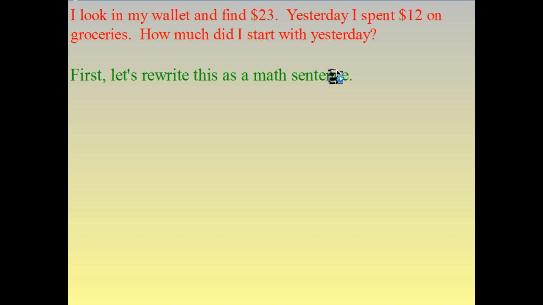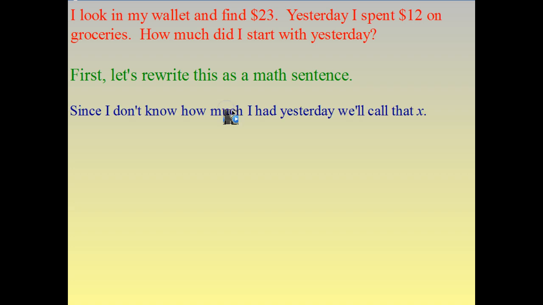Instead of writing this whole thing in three sentences up there, let's write it in math, okay? So I know how much I have now, but I don't know how much I had yesterday. So we're going to call that X, okay? Let's rewrite this sentence, and the amount I had yesterday we'll write as X. I look at my wallet, I find $23. Yesterday I spent $12 on groceries. How much did I start with yesterday?